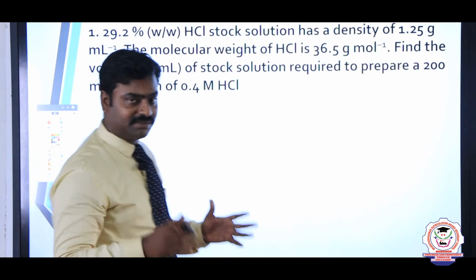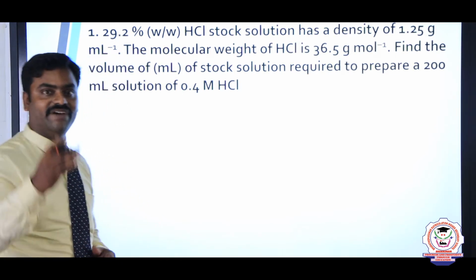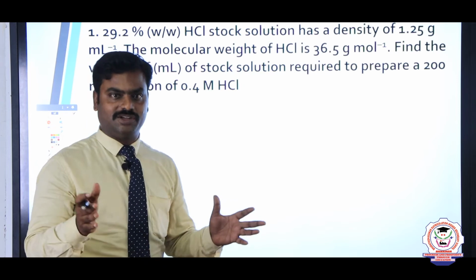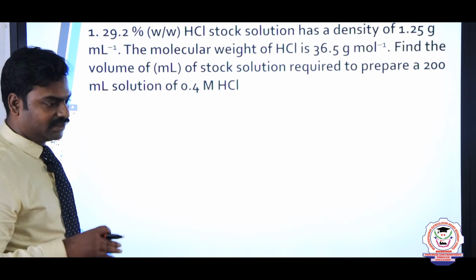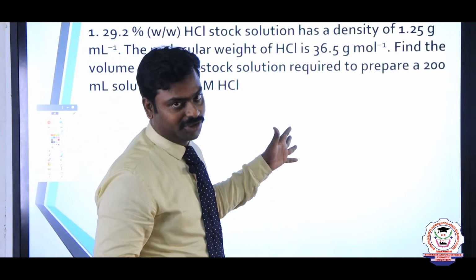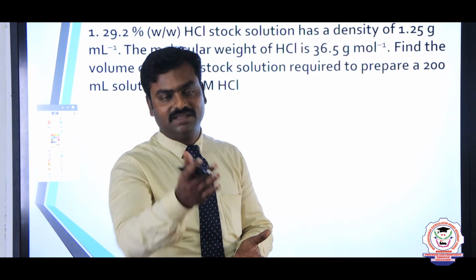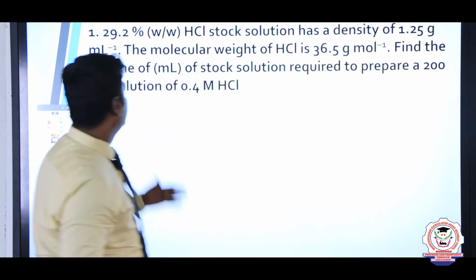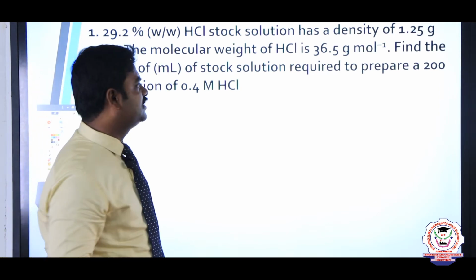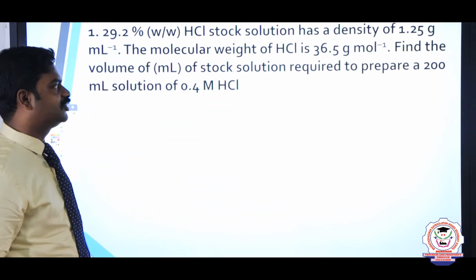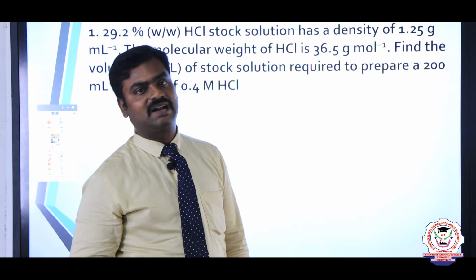Now we are going to see some problems. The first problem is 29.2% w/w HCl solution. It is a stock solution, has a density of 1.25 gram per ml. So the density is given for this solution. So why do they give the density? Because we are going to convert the mass into volume. That is why they have given the density. Next, the molecular weight of HCl is given, that is 36.5. We all can calculate it. Find the volume of stock solution required to prepare 200 ml of 0.4 molar HCl solution.